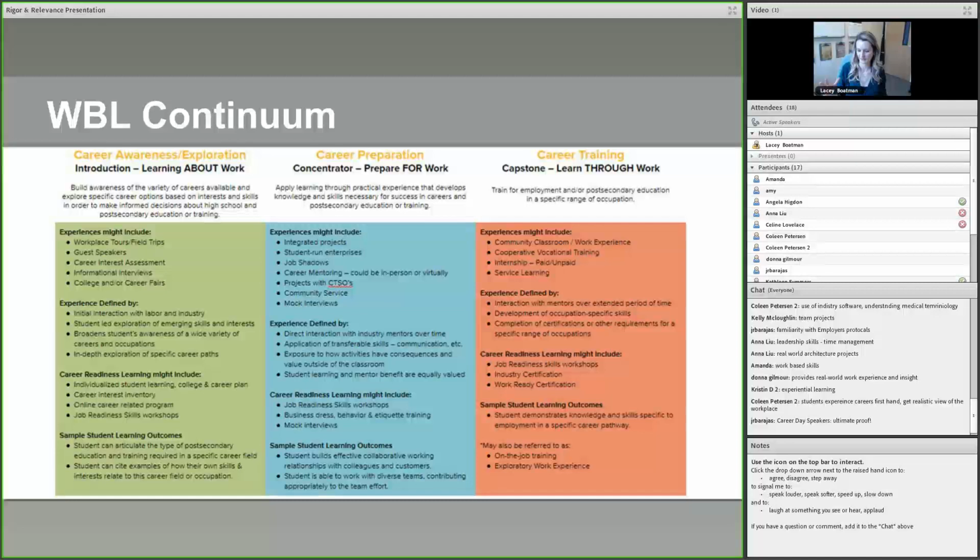But this one that we like to use has three main categories: career awareness and exploration, career preparation, and career training. And all of these activities bring relevance to learning for students and relevance to why they're in school. I won't go over all of these, but guest speakers was talked about, internships, job shadows, students interviewing industry people to learn more about their career. All of that brings relevance to what they're learning, and it's all work-based learning.